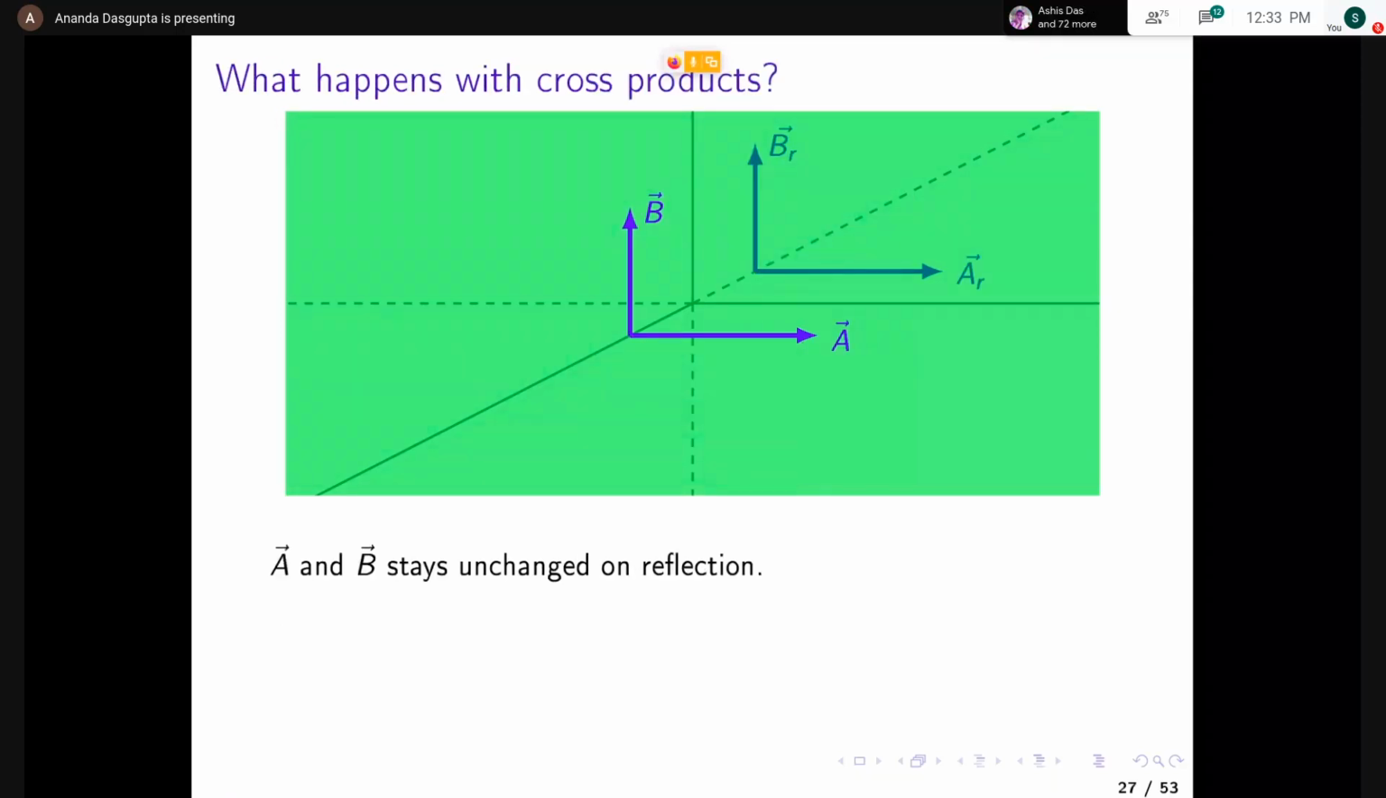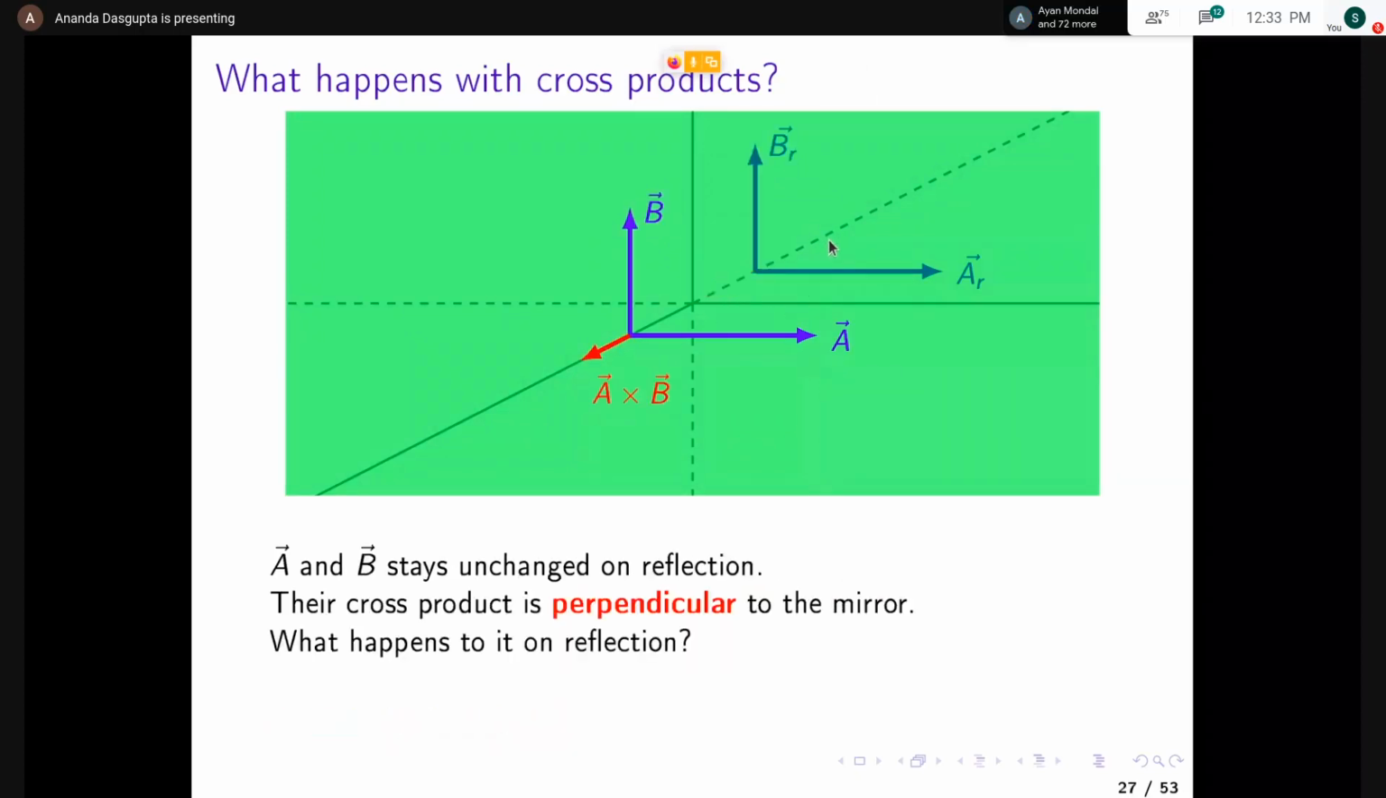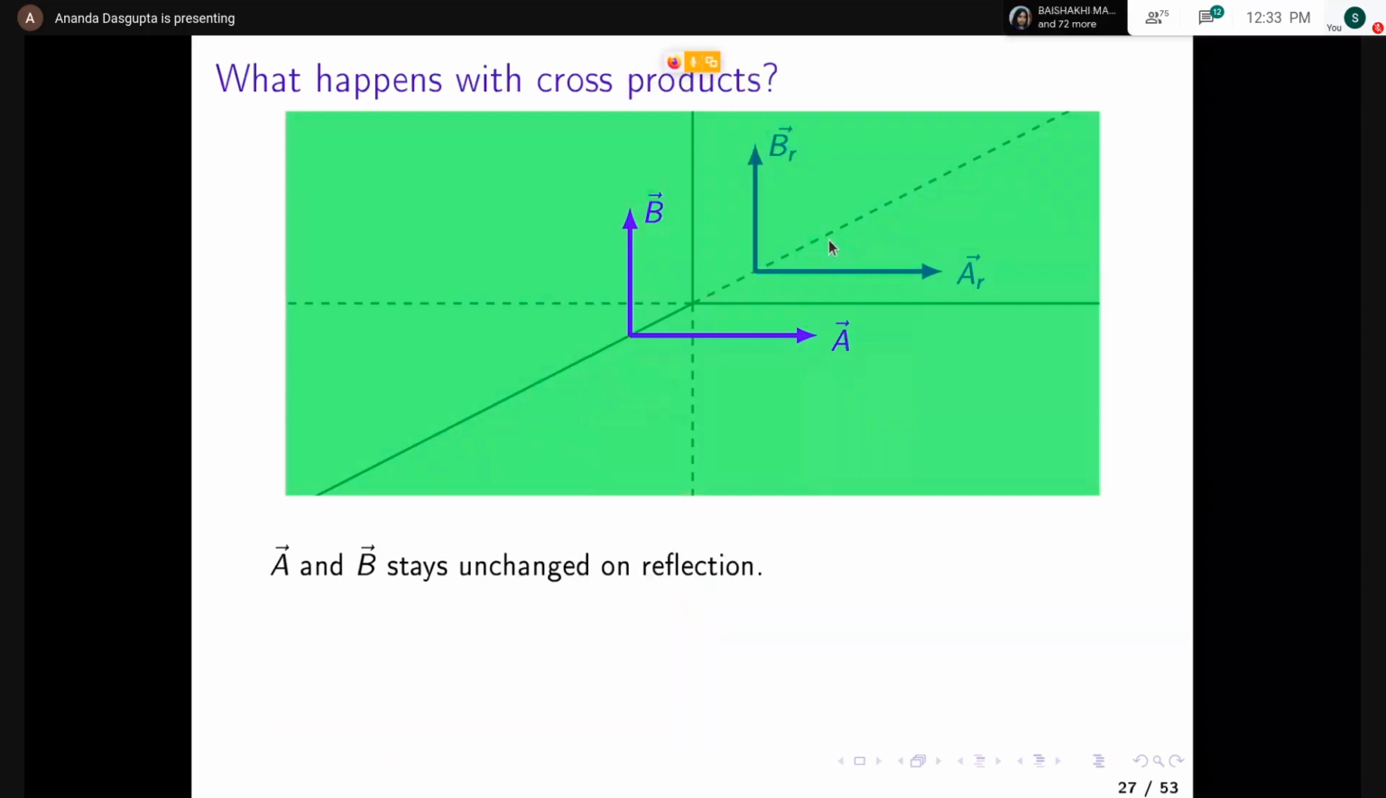So, as was mentioned a while ago, a cross product. What happens when we take the cross product of two vectors? Let's say we take two vectors, A and B, which are both parallel to the plane of reflection. Of course, their images AR and BR are the same, right? They stay the same because they're parallel to the plane of reflection. Now, what about A cross B? A cross B, of course, is perpendicular to the plane of the mirror because it's perpendicular to both A and B.